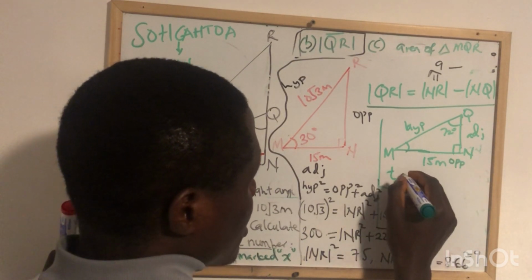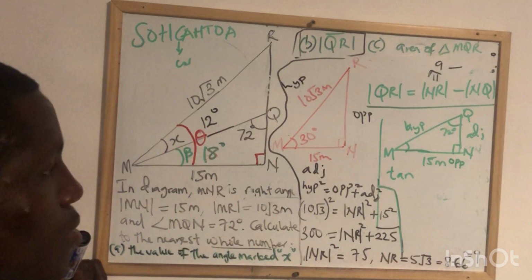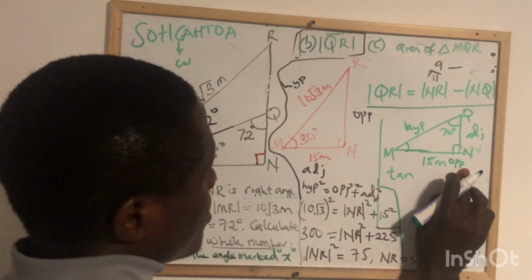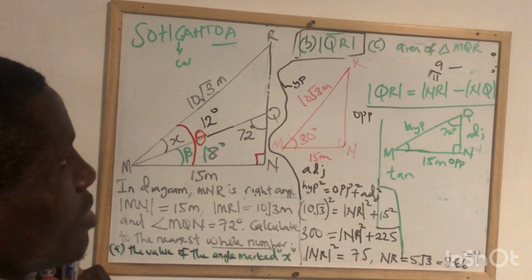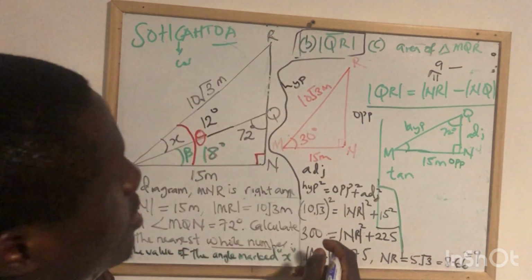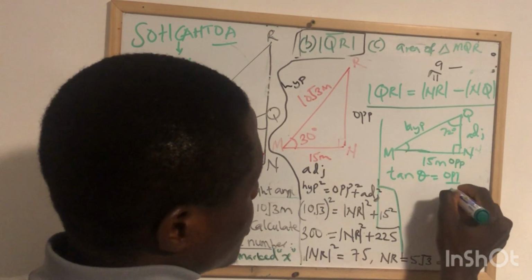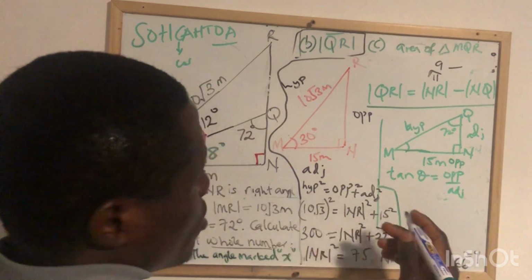That will be tan theta, and my tan is what? Sorry, go back to this if you are confused. Tan theta is opposite over adjacent. It's as simple as that. Then you proceed from there.